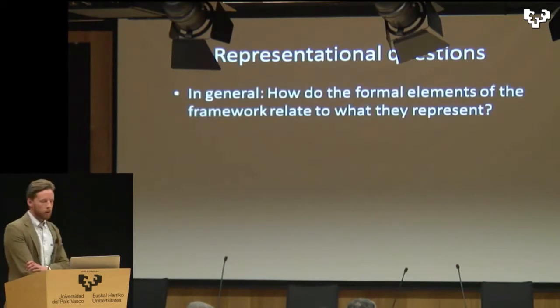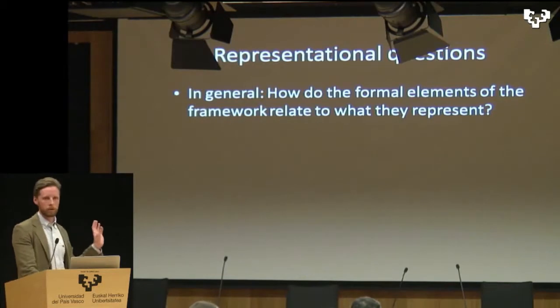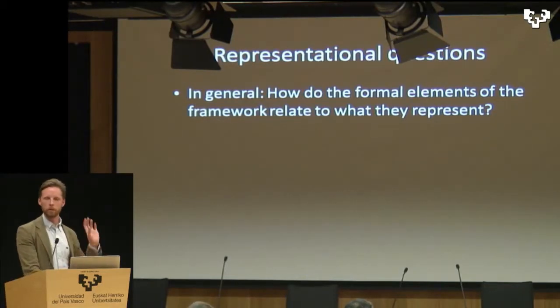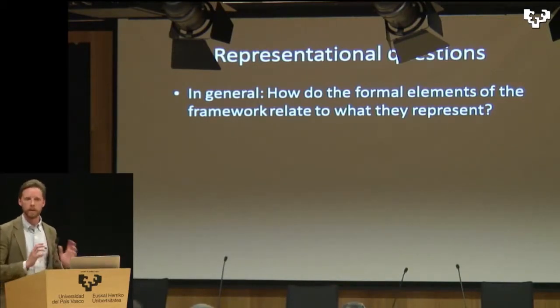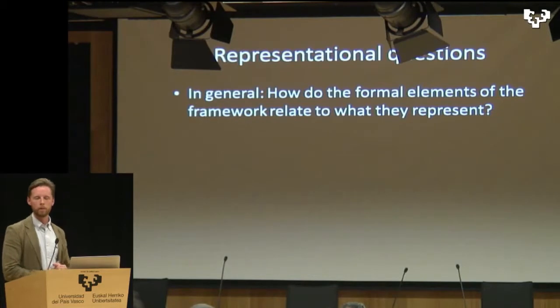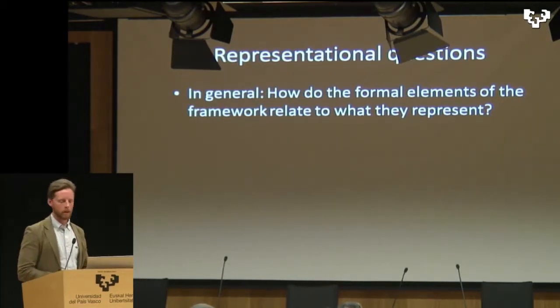So, in general, the question is how do these different formal elements that we have in the framework relate to what they represent? We have characters and contents and context and circumstances as they occur in the formal theory. They aren't the things themselves, of course. They are representations of certain things. So characters represent something like stable, conventional meaning.